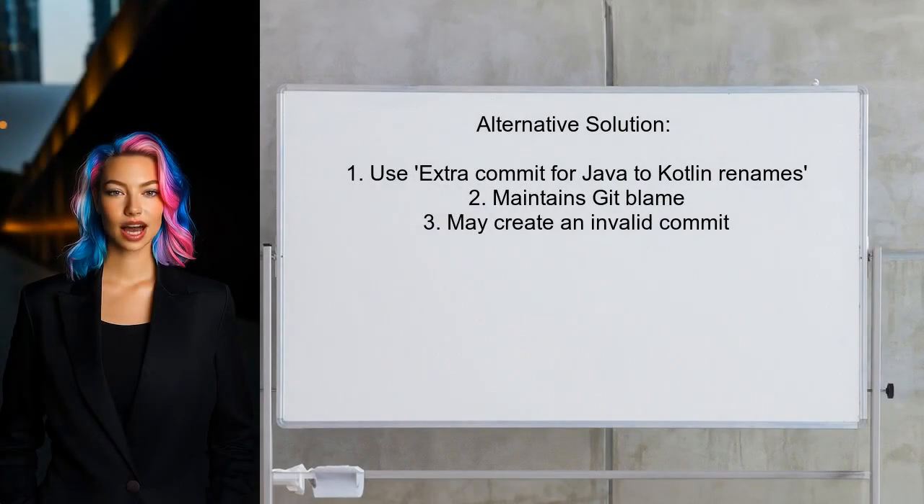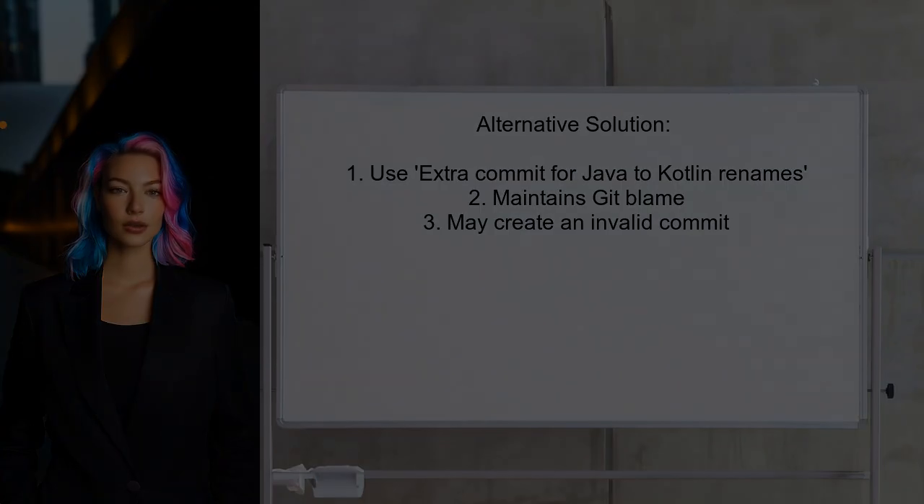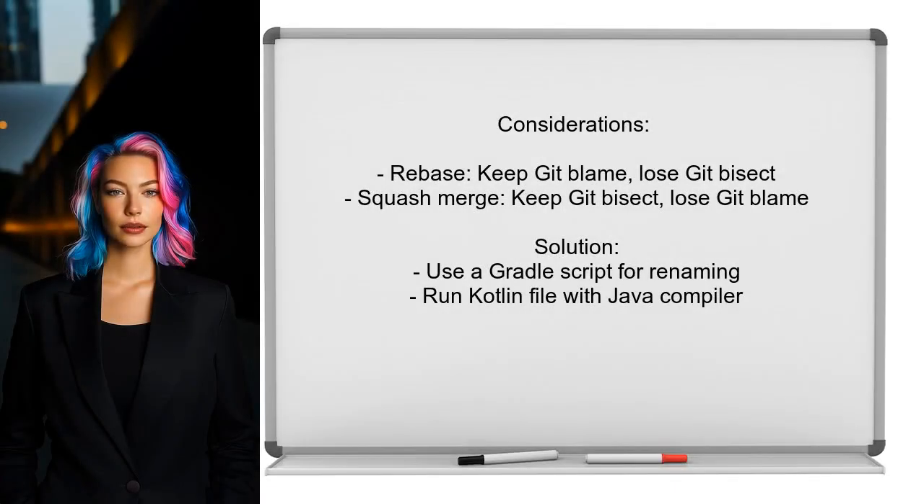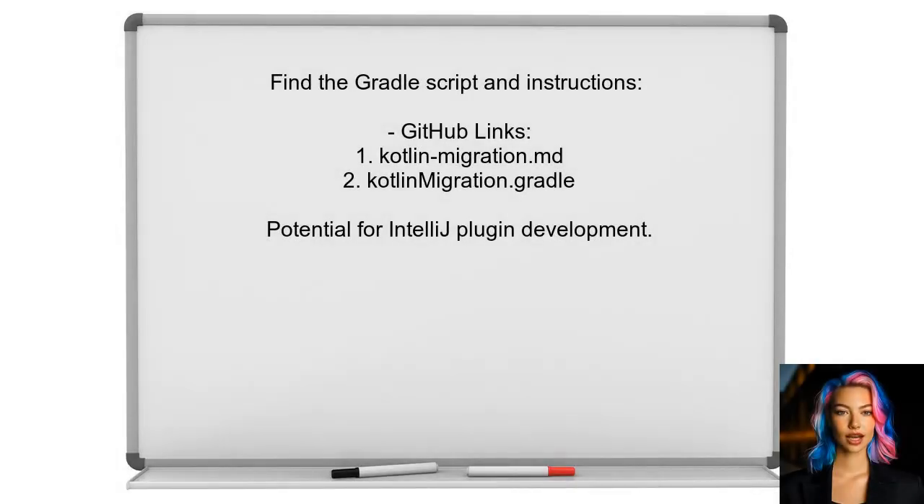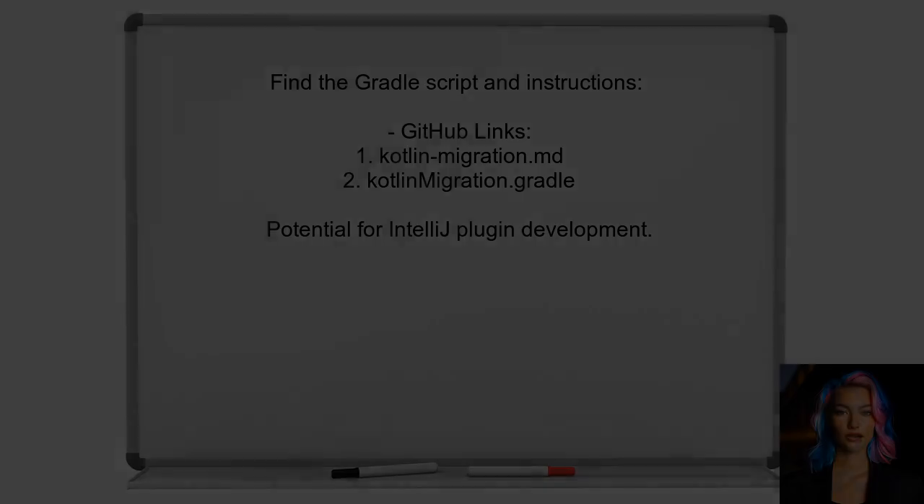An alternative solution suggests using the new option in Android Studio called Extra Commit for Java to Kotlin renames. This feature helps maintain Git blame, but can create an invalid commit in the history. If you rebase the change, you keep Git blame but lose Git bisect. Conversely, if you squash merge, you keep Git bisect but lose Git blame. To address this, the user created a Gradle script that allows you to rename the file and run the Kotlin file with Java compiler in the same commit. You can find the Gradle script and instructions on GitHub. This approach could also be developed into an IntelliJ plugin for further use.